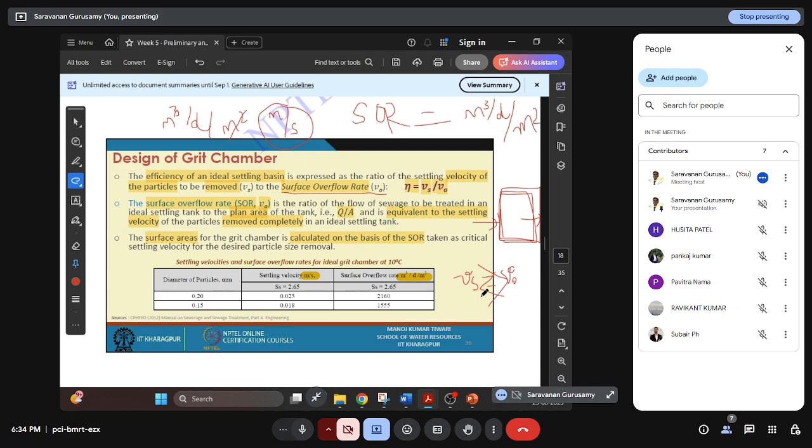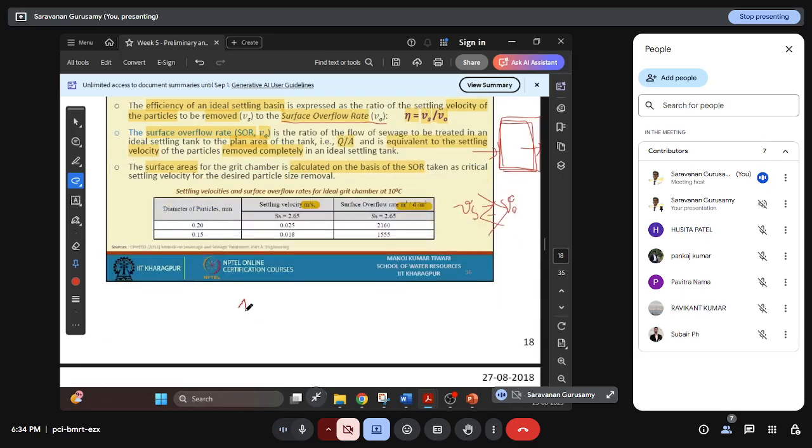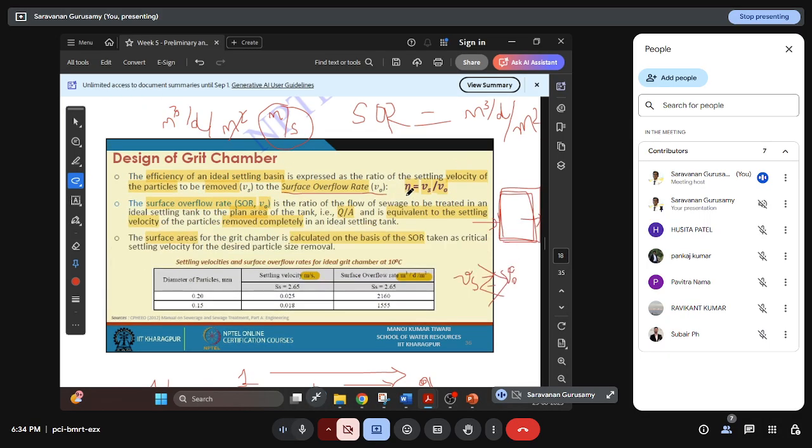You understood the concept. If the settling velocity is 1 and the flow velocity is 0.1, then all the particles will easily settle because it's faster settling. If the settling velocity is 1 and the flow velocity is 2, so water is moving faster, it will not settle. Only 50% will be settled. So 1 by 2 will be 0.5. That's the efficiency. Efficiency of removal of grit will be settling velocity by surface overflow rate, V0. You got it? This is the basics of grit chamber.